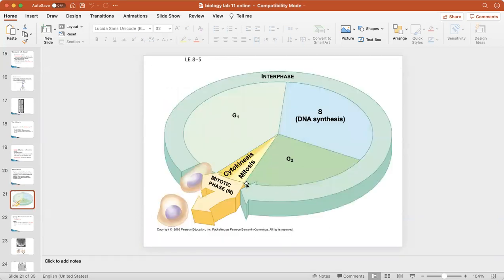So here's a look at the cell cycle. Again, about 90% of the life of the cell is just spent in normal interphase. And that just means that normally cells are just carrying on their average everyday activities. And about 10% of the time, they go through the M or mitotic phase when they actually divide into two daughter cells.